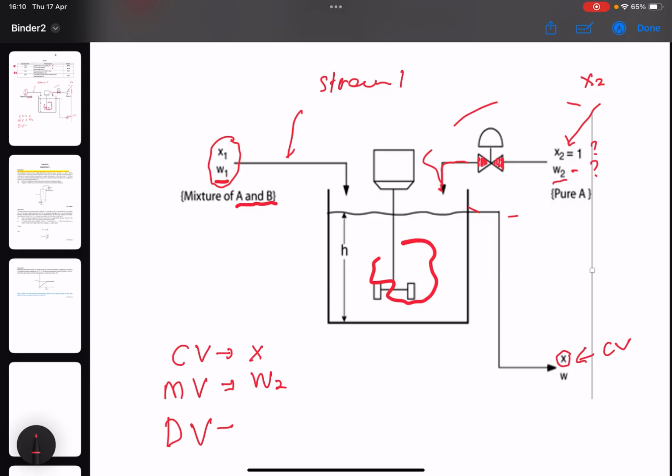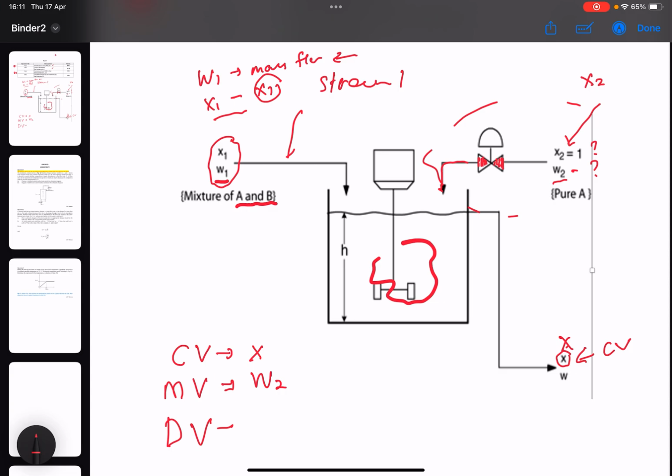Going back to stream 1 here, I know that W1 is the mass flow rate, and X1 is the mass fraction. But if I use the mass flow rate and add more of it, it doesn't really make sense, because X1 is still the same ratio. Regardless of how much the mass flow rate is, it is going to be the same, meaning that we would not be able to change the X1 over here.